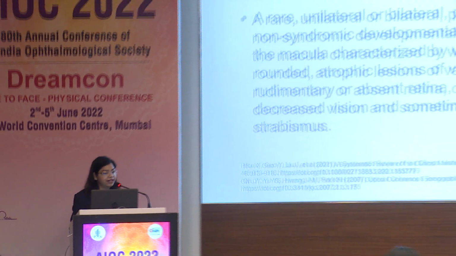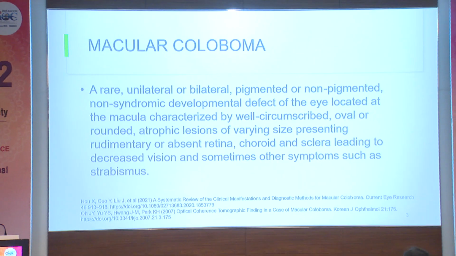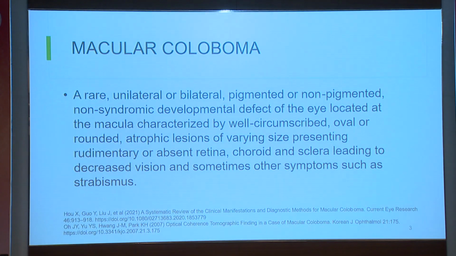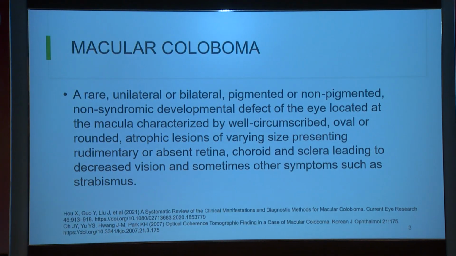Good morning, everybody. My presentation topic is intercalary membrane break and detachment causes intrachoroidal cavitation in macular coloboma. No financial disclosures. Macular coloboma is a rare, unilateral or bilateral, pigmented or non-pigmented, non-syndromic developmental defect of the eye located at the macula, characterized by well-circumscribed, oval or rounded, atrophic lesions of varying size presenting rudimentary or absent retina, choroid, and sclera, leading to decreased vision and sometimes other symptoms such as strabismus.